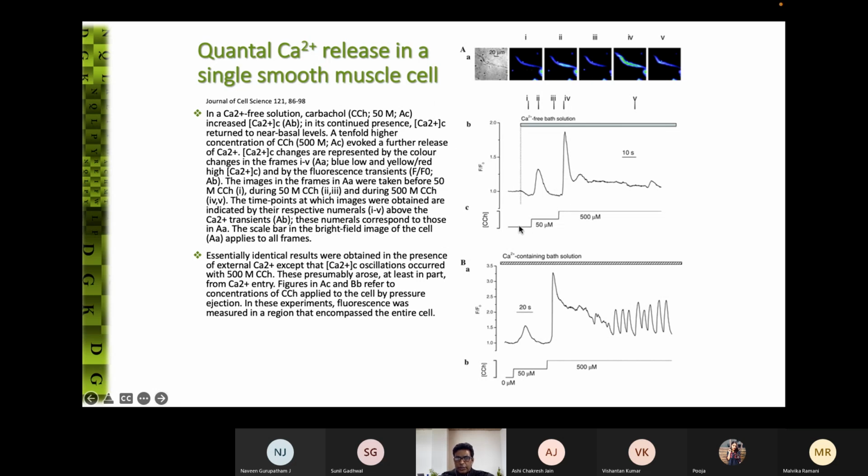So there are two different concentrations that are taken. One is at 50 micromoles and the other one at 500 micromoles. What they're showing you is that once you release it, it goes down to the basal level after some time in a calcium-free bath. And then if you increase it to 500 micromolar, then it again increases. The reason why that happens is because not all the calcium that is there in the stores is released at one point suddenly. So it depends.